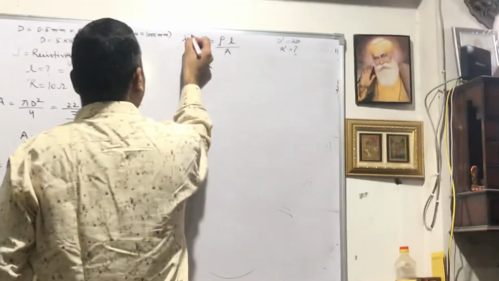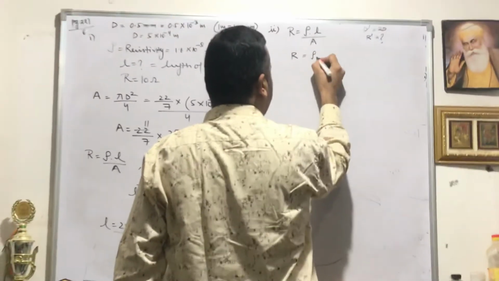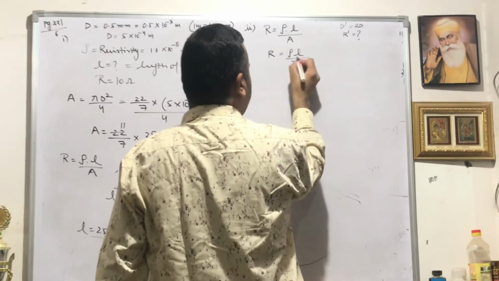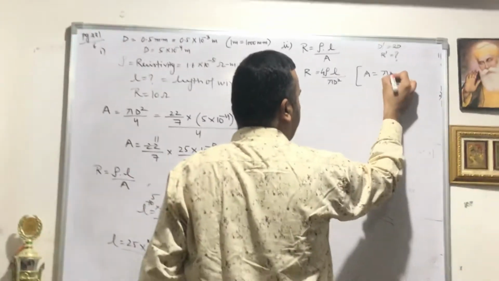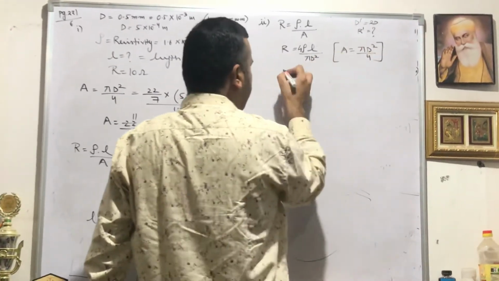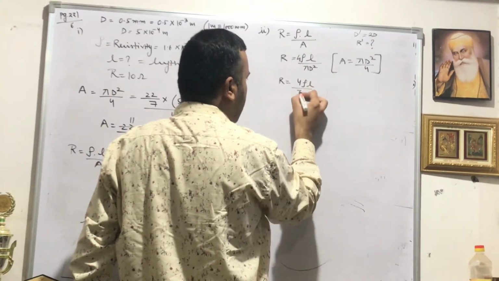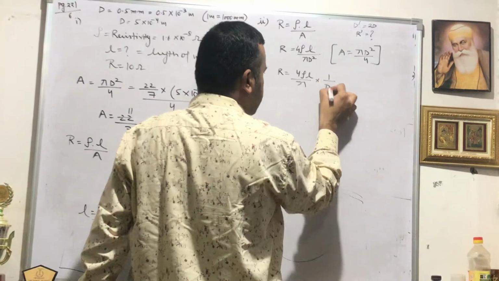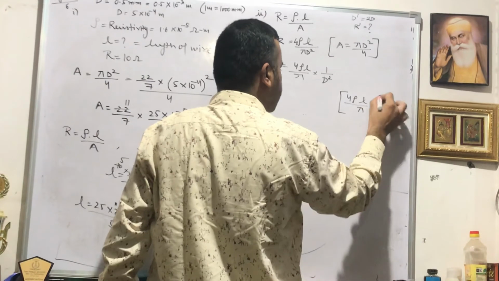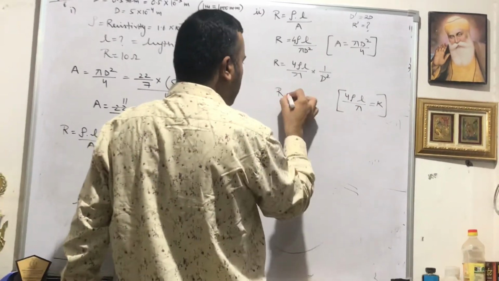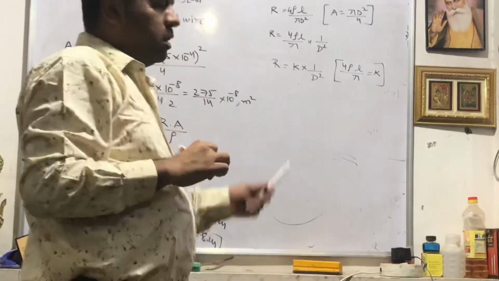This is the second part of this question. This is very important. It is a bit tricky as well. In place of area, write down pi d square by 4. That 4 will come in the numerator. I have written the direct formula of area here. So this would be 4 rho L upon pi into 1 by d square. You know this 4 rho L by pi is a constant. Let it be equal to k. So we have R is equal to k into 1 by d square.